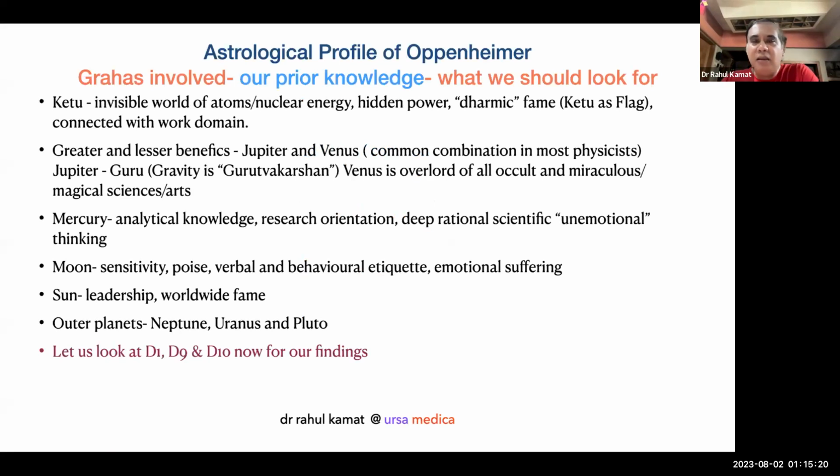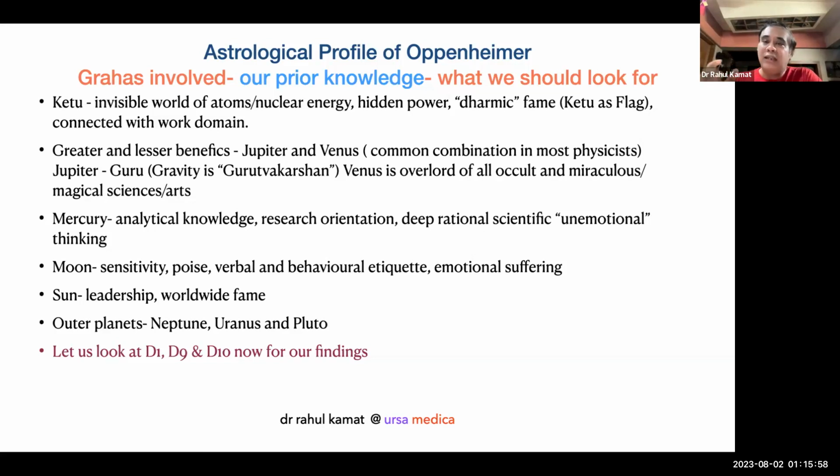basically, when we study Oppenheimer, we should try to be clear about what we are looking for. So this person is a world famous theoretical physicist, or was a world famous theoretical physicist. So we are looking at the invisible world of atoms, nuclear energy. Ketu becomes therefore significant for us. Ketu also stands for hidden power. We know that Ketu is exalted in Sagittarius, 9th house in the Kalapurush Kundali. So therefore, the kind of dharmic fame that it entails.